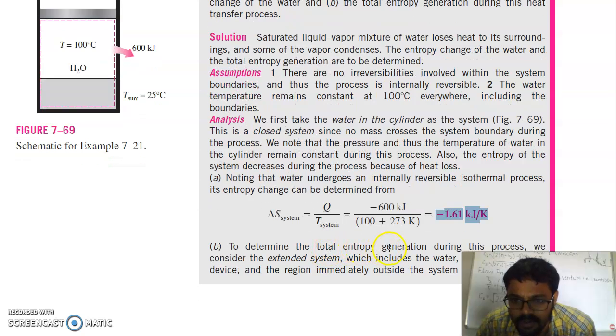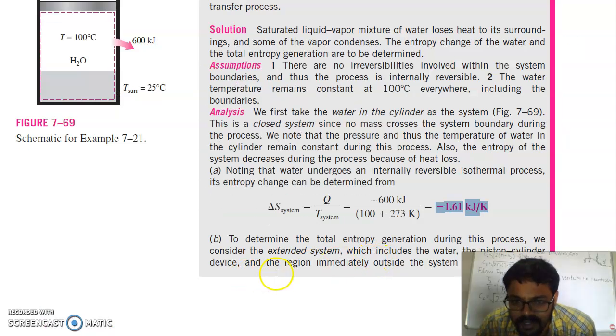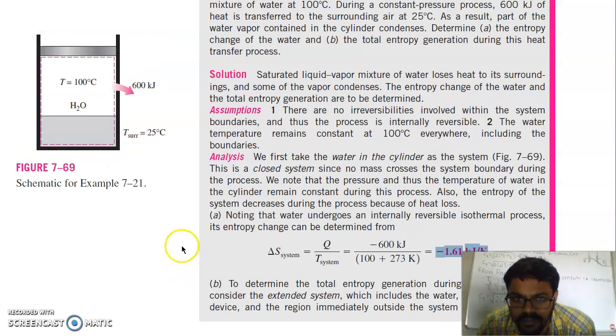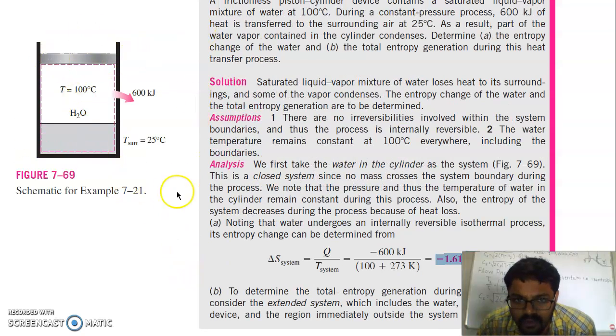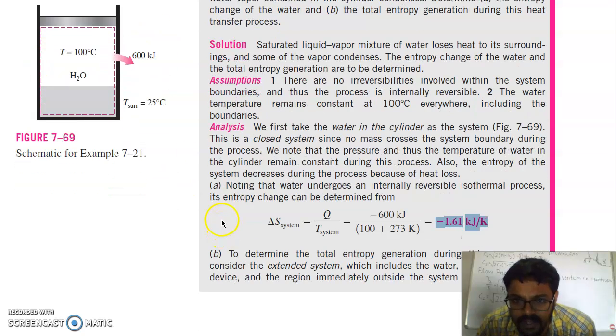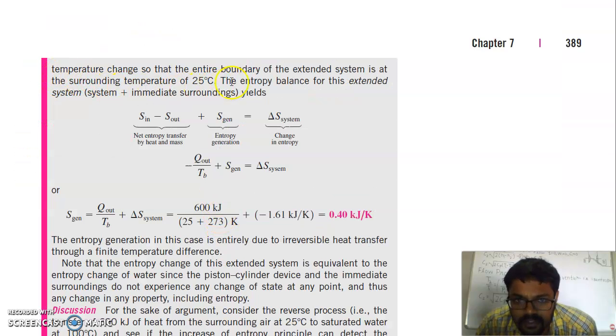Now to determine the total entropy generation during this process, we consider the extended system, which includes the water, the piston-cylinder device and the region immediately outside the system. This means we will now consider the outer surrounding, which is your piston boundary here, this piston and the surrounding. The entropy balance for this extended system, which is system plus immediate surrounding, is S in minus S out plus S generation is equal to delta S of the system.